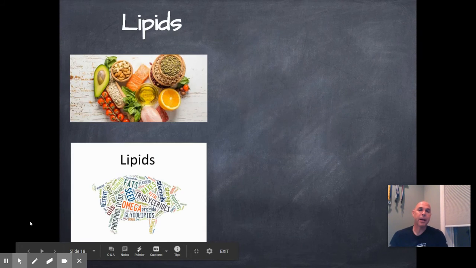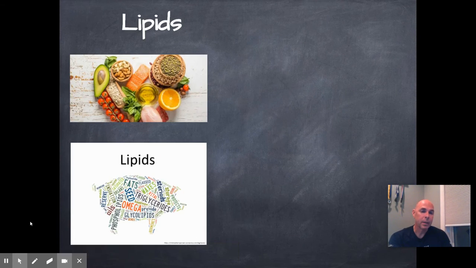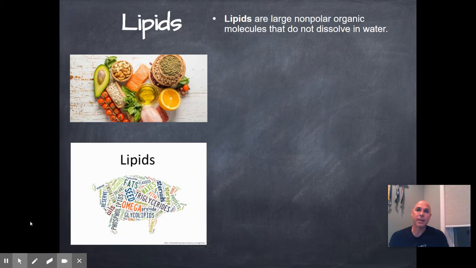Our next organic compound are lipids. Lipids as a group are considered large non-polar organic molecules. So if you remember that term, polar means slightly charged, non-polar means no charge. So therefore they do not dissolve in water. That's one of their properties.